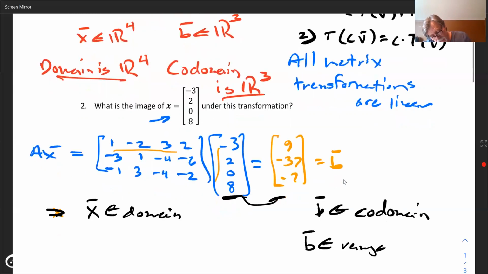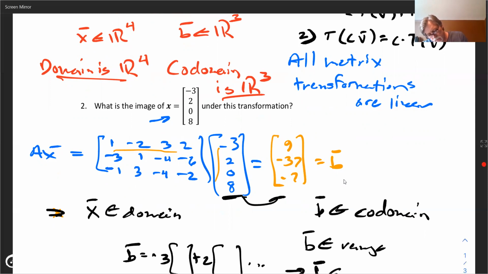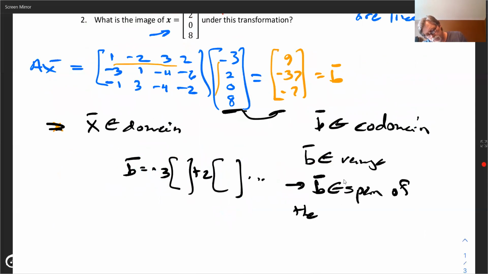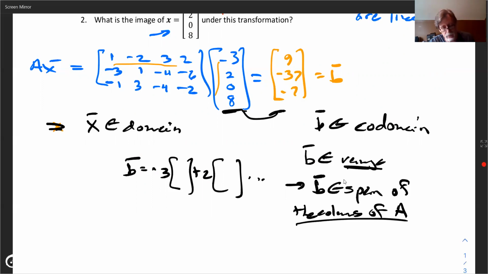And so we can also say this, B is equal to -3 times the first column, plus 2 times the second, and so on. What I'm really saying is that B is in the span of the columns of A. So that's where I get this idea that range is really the span of the columns of A. That's another way of saying the language. All right, this video is getting kind of long, so we'll keep going.